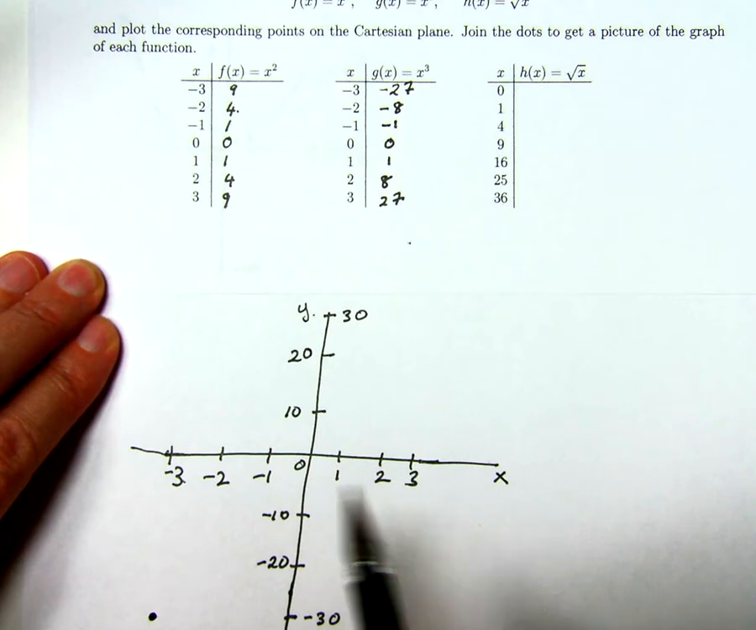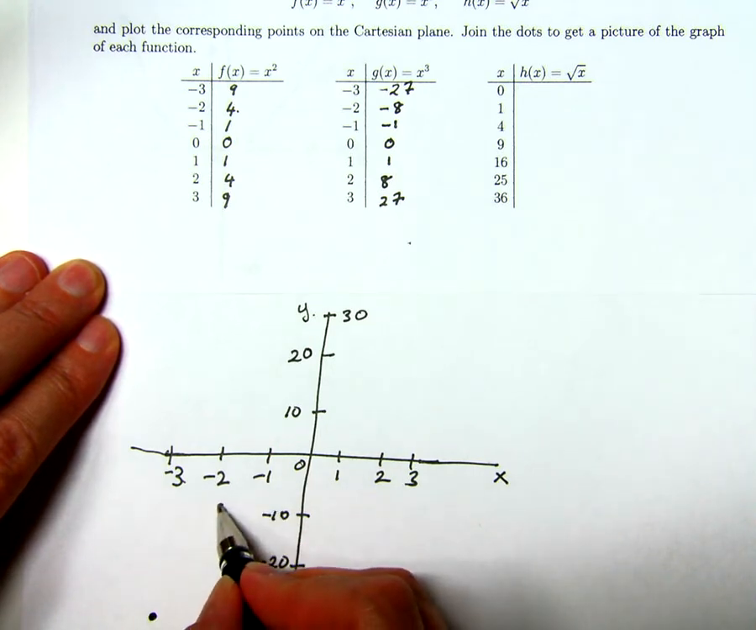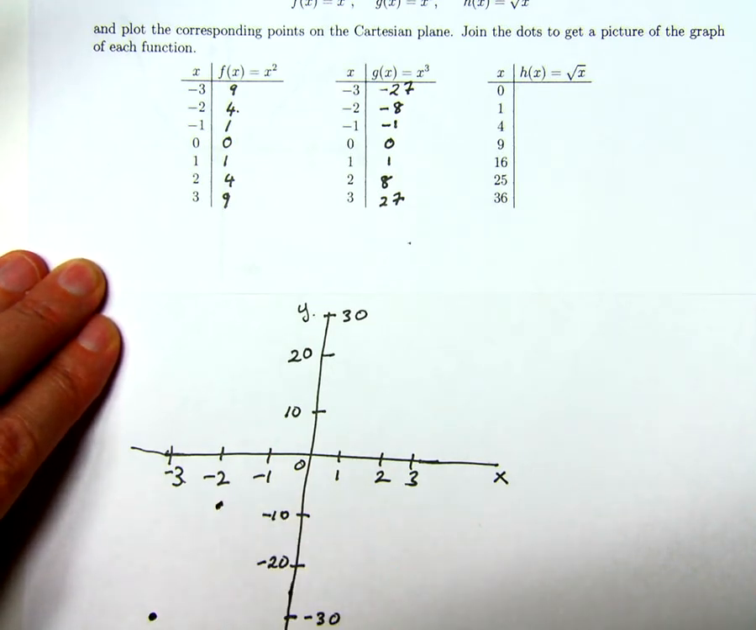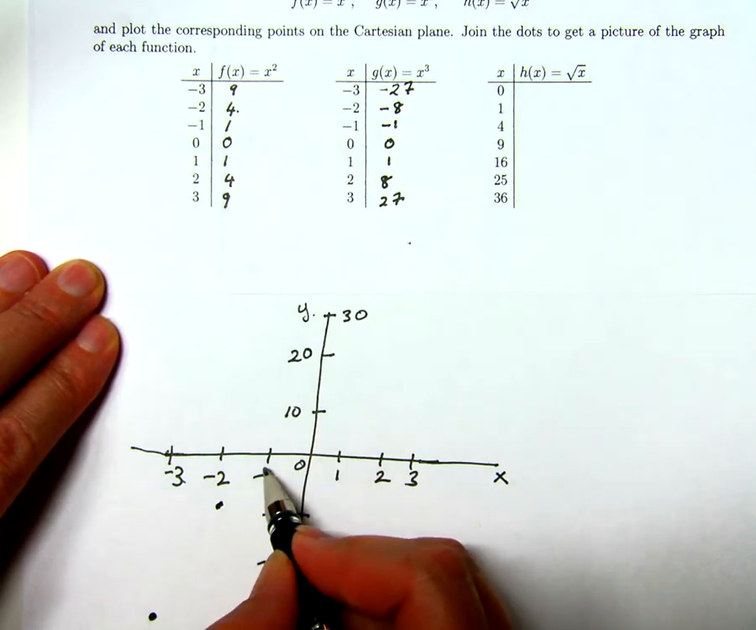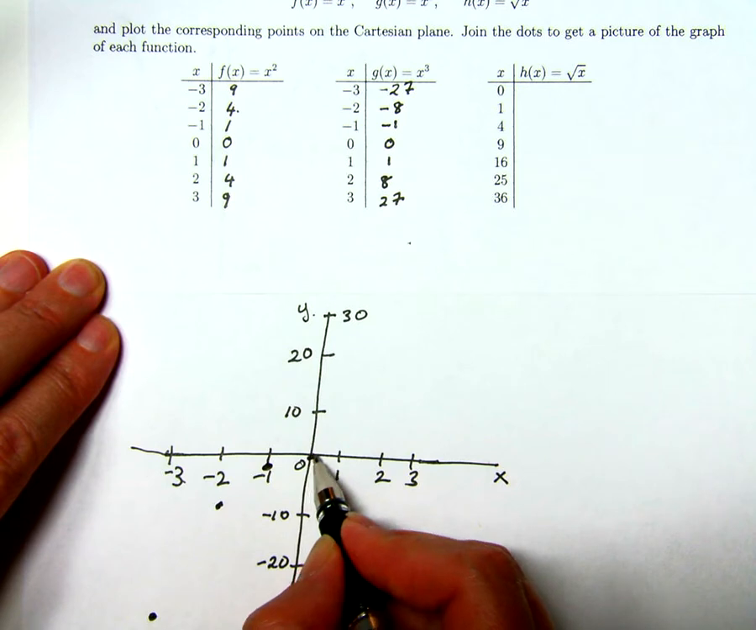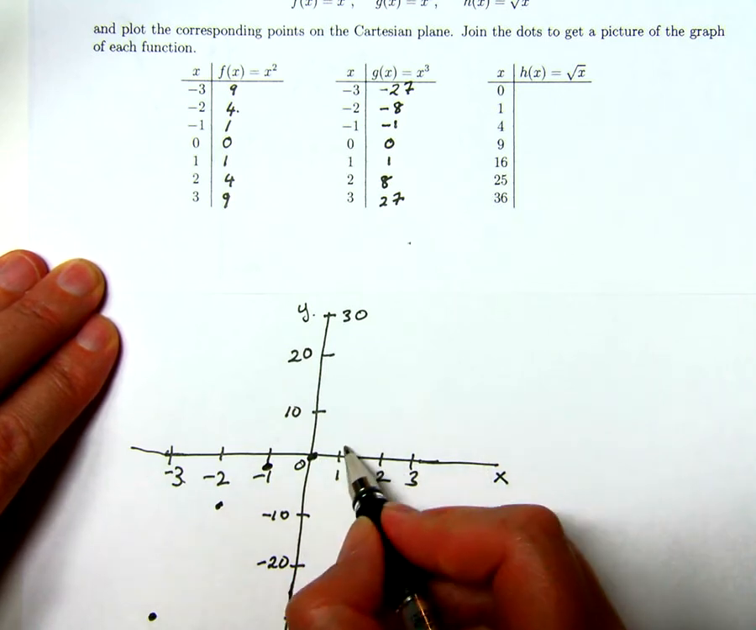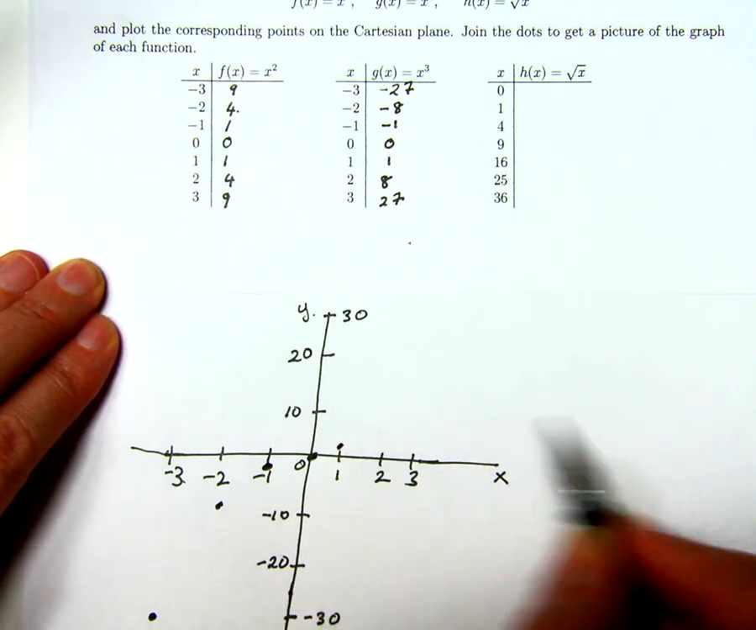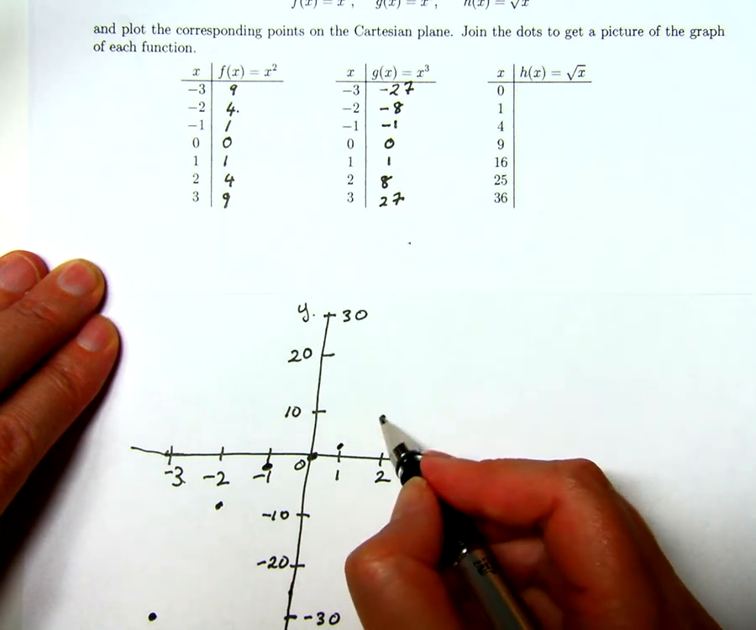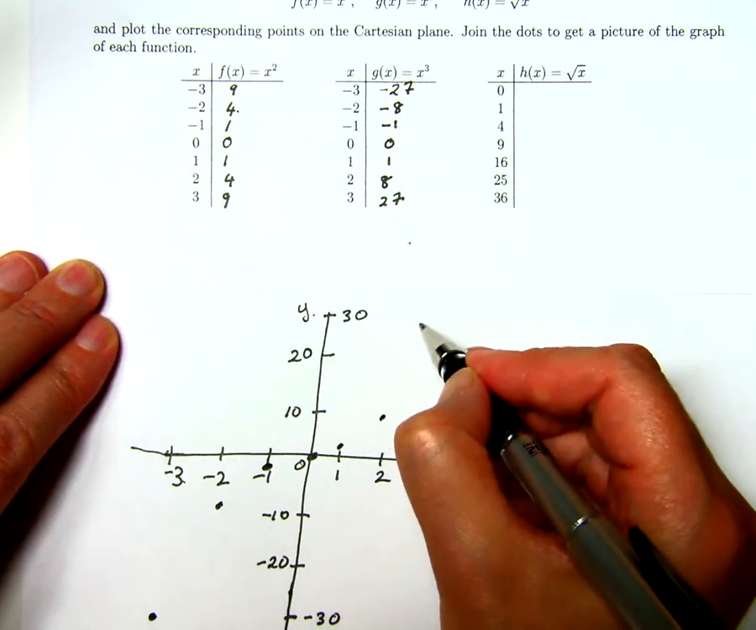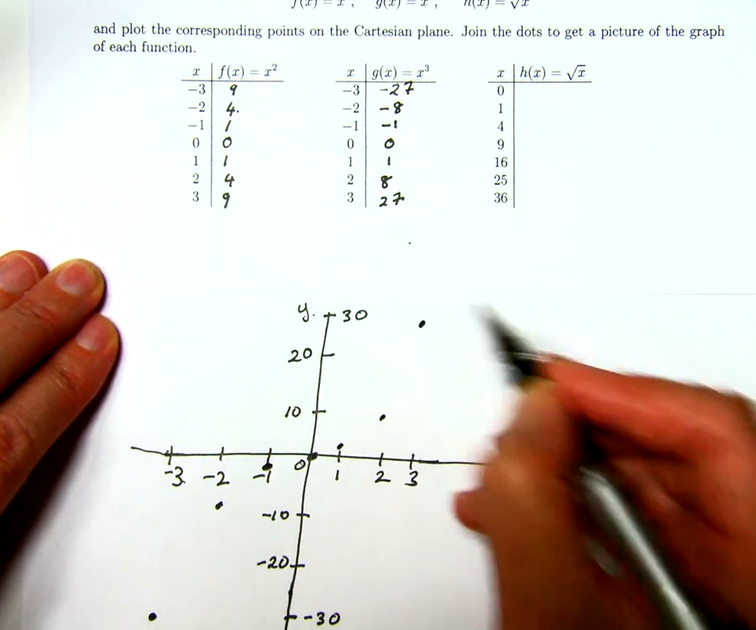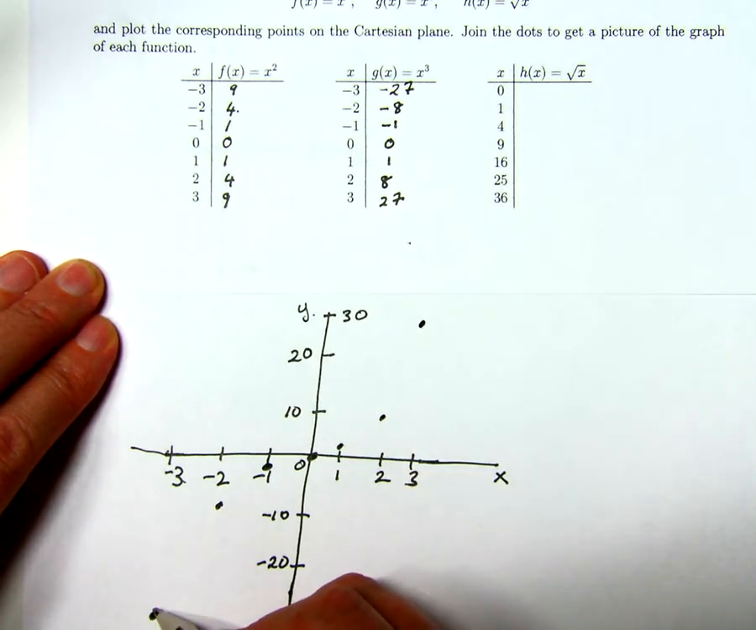Next one is negative 2, negative 8. So it's here. Negative 1, negative 1 is probably way up here. And 0, 0 is here. 1, 1, 2, 8, and 3, 27, which is way up there. We get this nice graph.